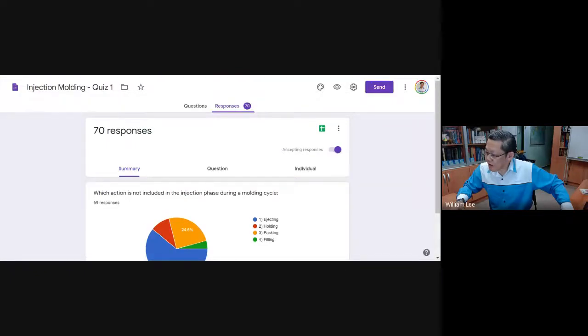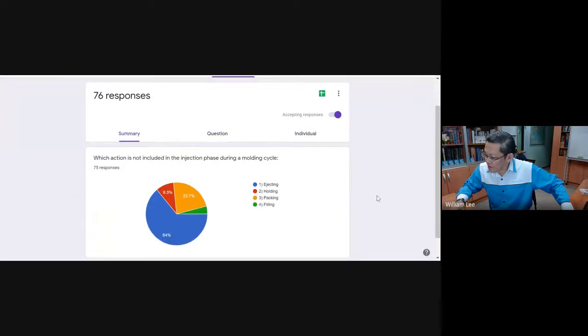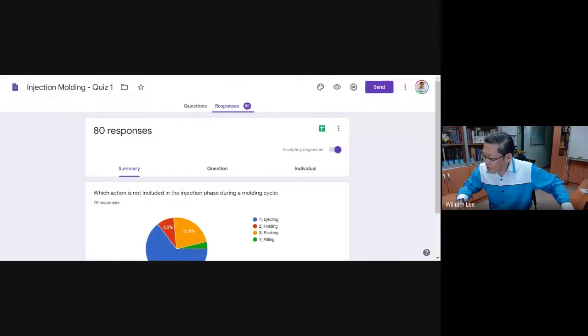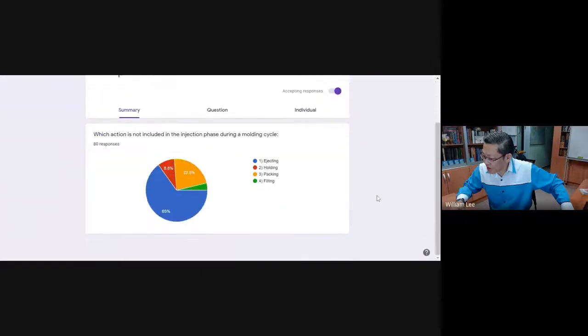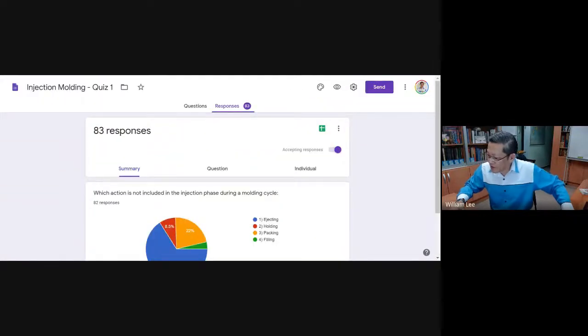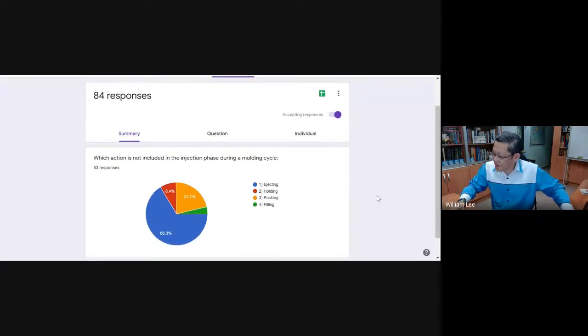So please do some exercise. Log on to the link that I have provided in the checkbox. Which action is not included? I can see that now the majority of you selected number 1. All right, 77. So it's more than 50, the majority of you selected answer number 1. Excellent, that is correct. So the injection phase should include only 3 functions.